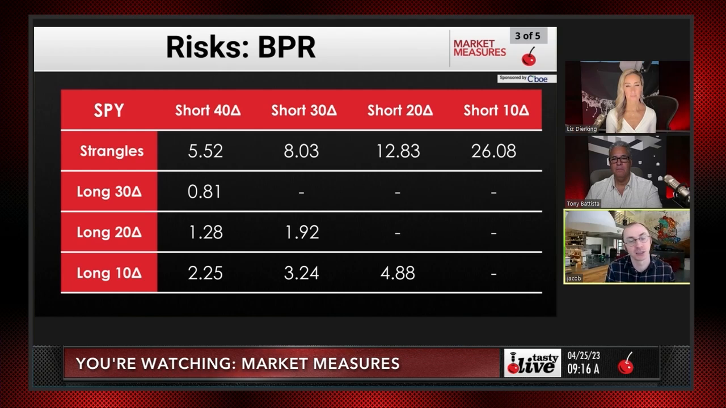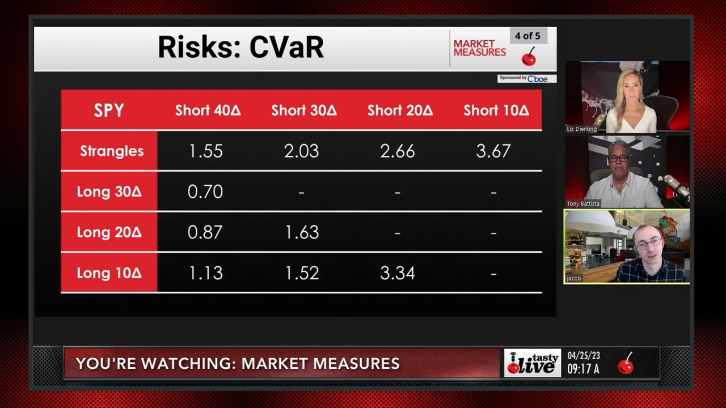But what we'll see here is that if we go to the next slide, you get a really big reduction, right? The conditional value at risk for strangles is way less than their buying power reduction. Because they're undefined risk, the brokerage and the regulators are having you stake more capital than you really are probable to lose. You very rarely actually lose that much.